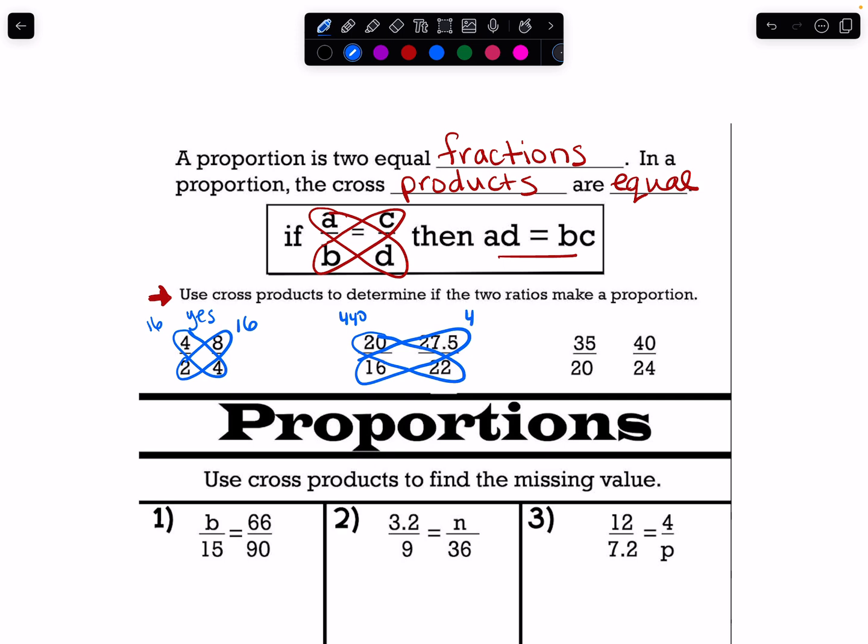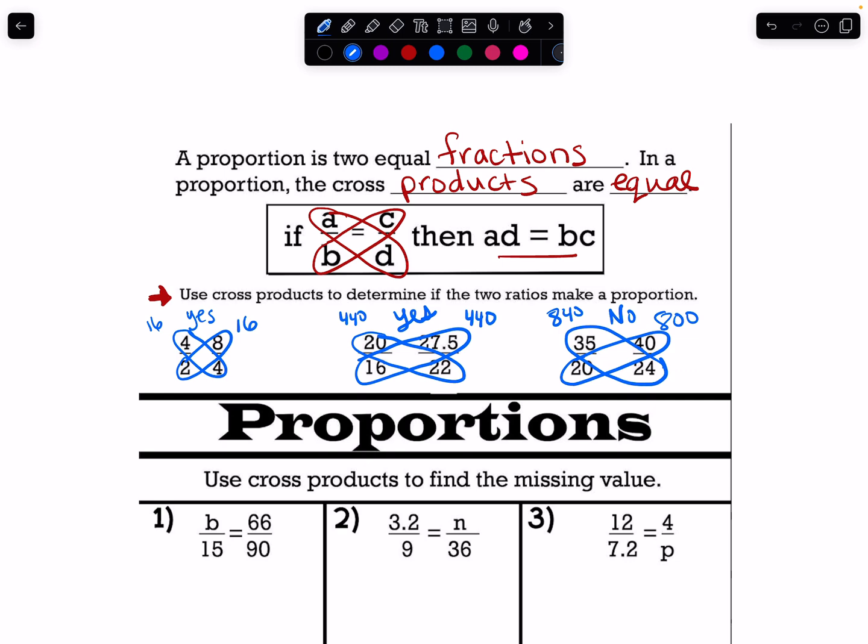All right, so never believe what your calculator tells you. You got to make sure you're putting the numbers in right. This one's also a yes. Hopefully this one's a no. 20 times 40 is 800. And then we'll use the calculator. 35 times 24 is 840. This one's a no because these are not the same.